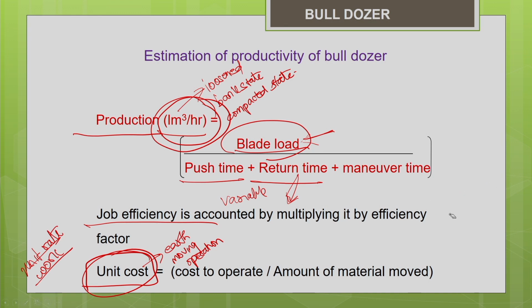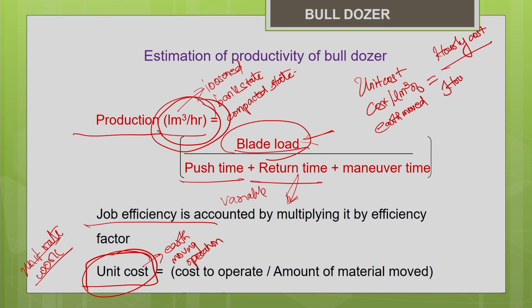For that you need to know, unit cost is nothing but cost per loose meter cube. Say I am going to find it in the loosened state. I need to calculate the cost per loose meter cube of earth moved. It is nothing but the hourly cost associated with the machine divided by the hourly productivity. If we know these two data, I can calculate.